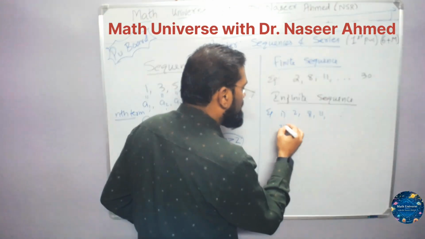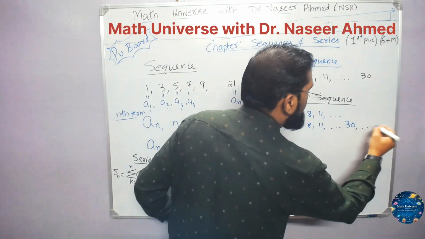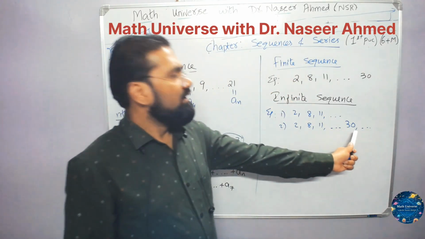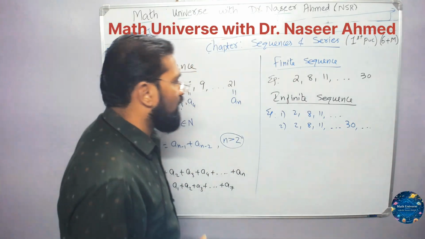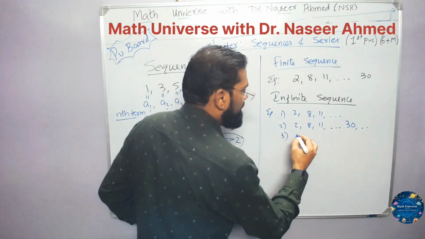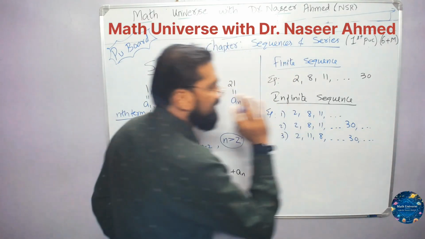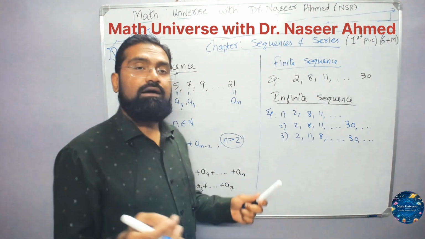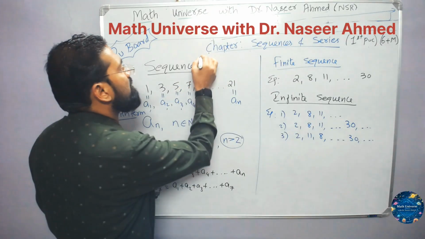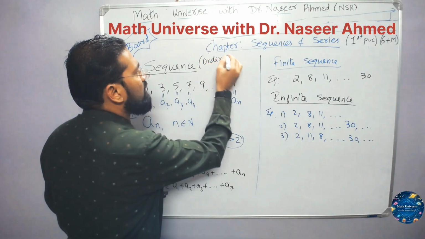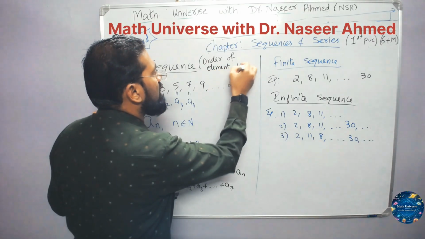One more example you see, 2, 8, 11. I know the last term 30 and again I give dots. As soon as I give 3 dots, and I have not mentioned the last number, it moves on, it continues. And I want to highlight one more point, that when I write like this way, both are different, they are not the same. It's not chapter 6 where the order is not important. Here order is important. In sequence, order of element is important.